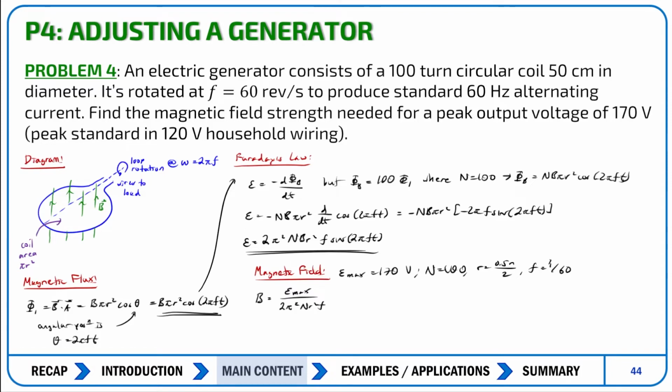The reason why we are not going to care about sine of 2πft is because at max value, sine of 2πft is simply equal to 1. So then from this, we end up with 170 volts divided by 2π² times 100, and then r, which is 0.25 squared, times f, which is 1 over 60, and we end up with B equal to 23 milliteslas.